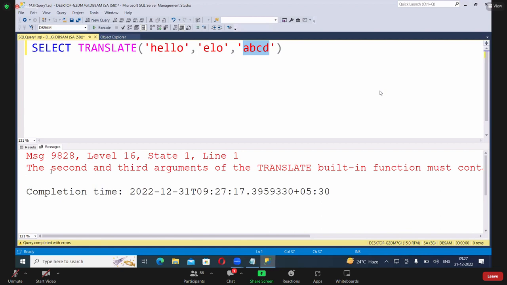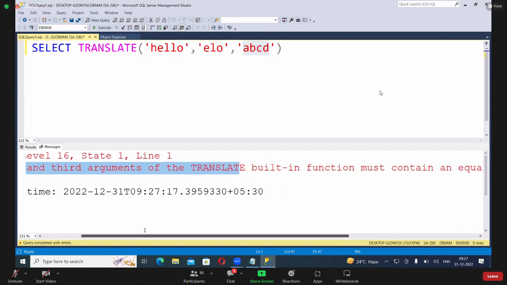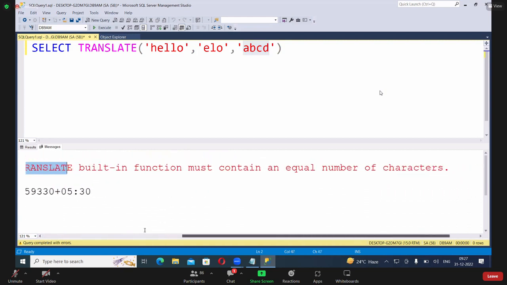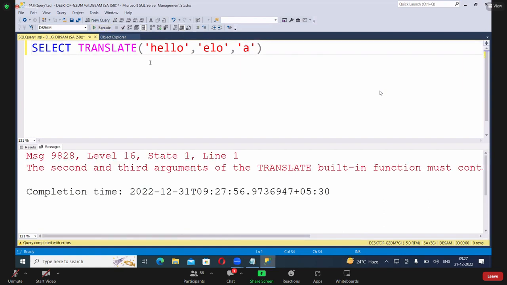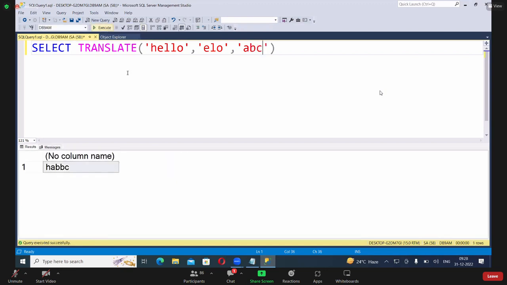See that: second and third arguments of translate function must contain equal number of characters. Number of characters should be same. 3 characters can be translated to 3 characters, but 3 characters cannot be translated to 1 character. So number of characters should match. Like if I give equal numbers, then it will work. Understood?